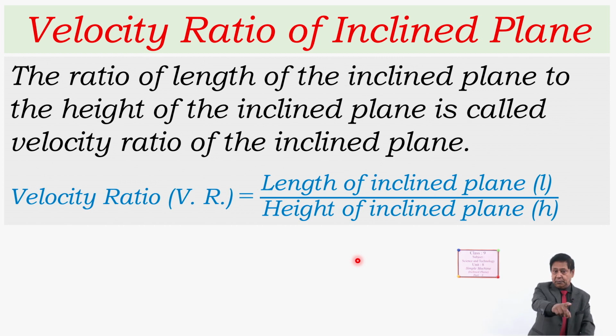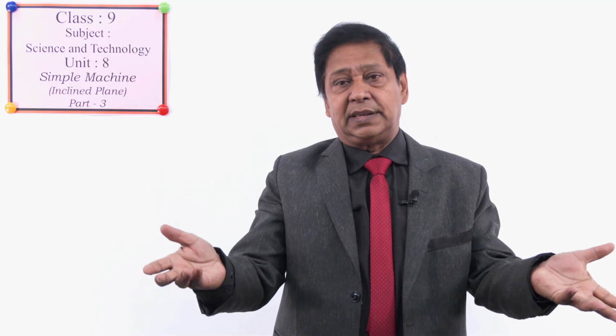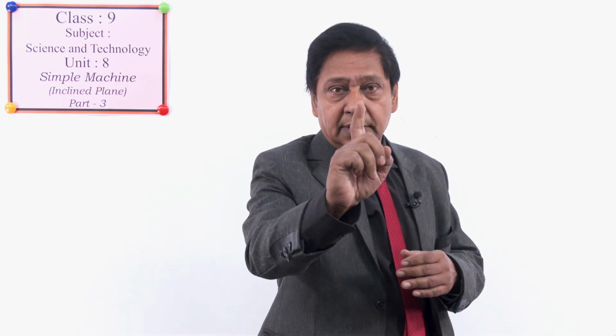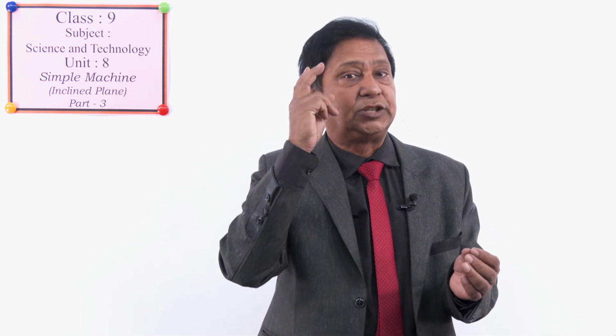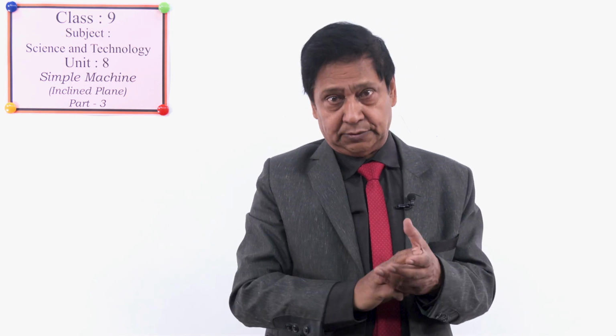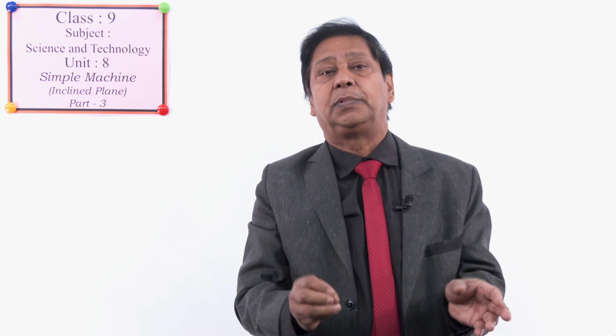It is represented by this equation, this formula. Okay, I told you about the velocity ratio also. Now, what are the advantages of inclined plane as a simple machine? There are 3 basic advantages of simple machine. Number 1, it magnifies the effort. Number 2, it increases the speed of the work. Number 3, it changes the direction of force. These are 3 basic advantages of simple machine.